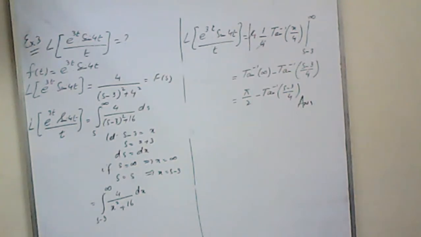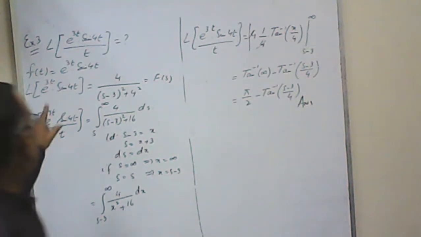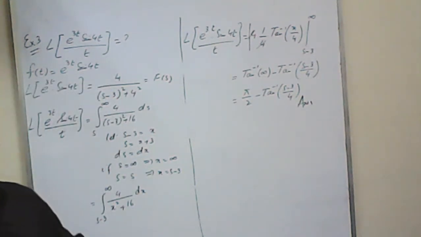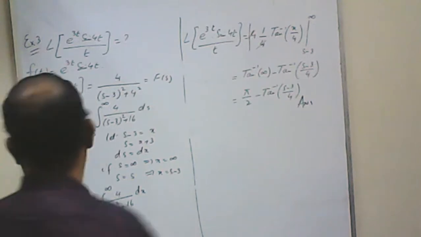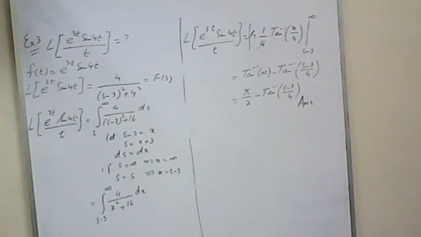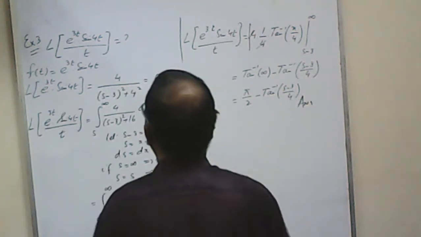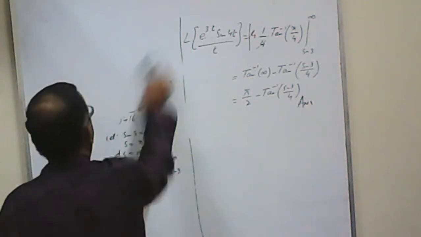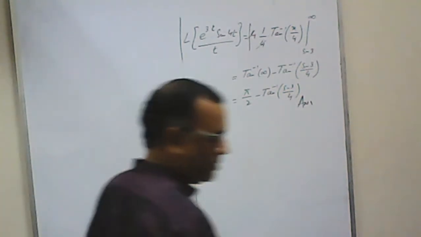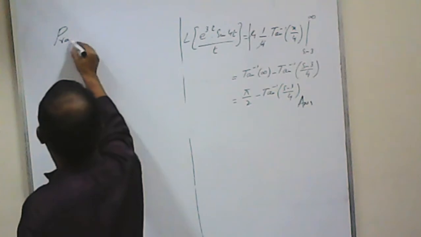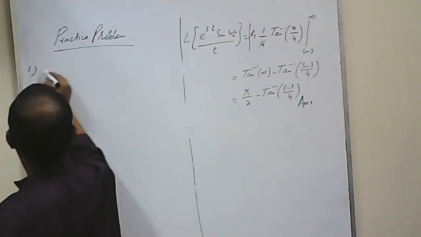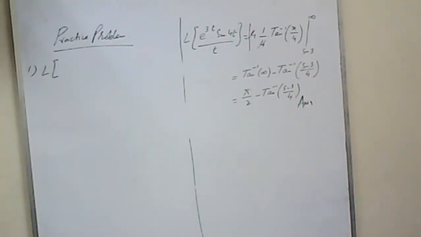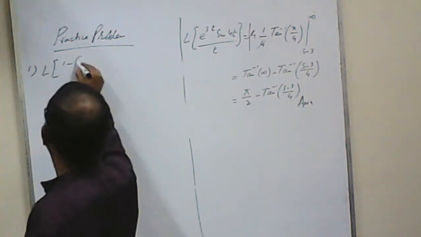So just what is required is to find the Laplace of function of t, and just integrate once. So now I am again writing few practice problems before concluding this topic and this session 2. So few practice problems for division, so number 1, Laplace of 1 minus cos t over t.